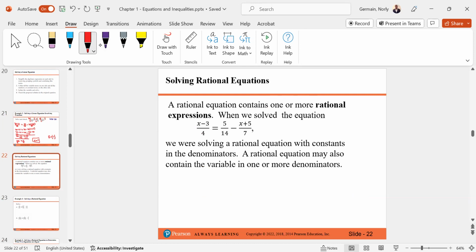Remember, we solved equations with only constants in the denominator, like this one, x minus 3 over 4 equal 4 over 14. So we had only constants. It was very much easier to do that. We were solving equations with fractions with constants only, right? But rational equations may also contain variables in one or more of these denominators, right? So that's what makes it different.